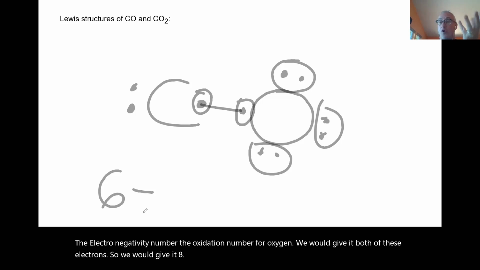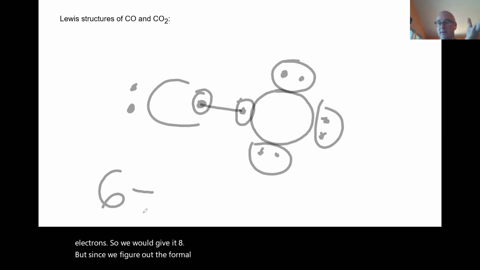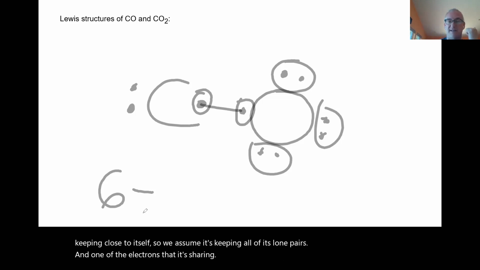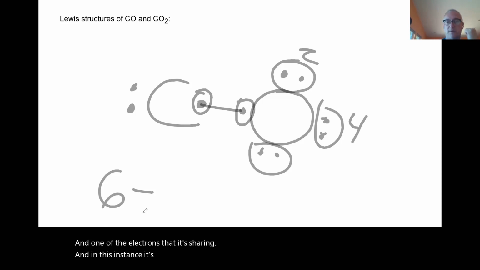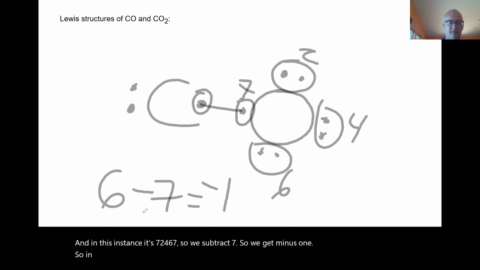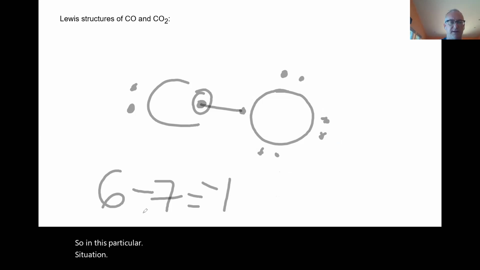But since we're figuring out the formal charge, we only give it the number of electrons it actually is keeping close to itself. So we assume it's keeping all of its lone pairs and one of the electrons that it's sharing. And in this instance, it's 7. 2, 4, 6, 7. So we subtract 7, so we get -1. So in this particular situation, oxygen has a -1 charge. So -1 on oxygen. What about carbon?